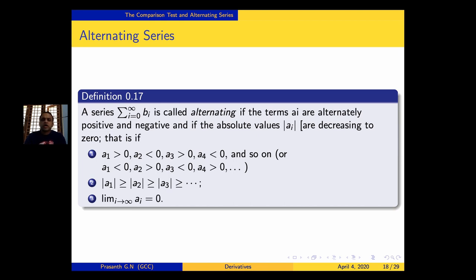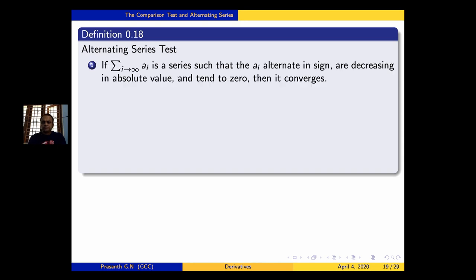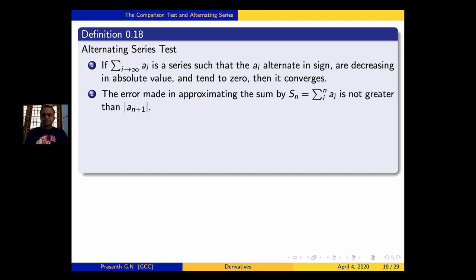So, for an alternating series we need the limit as i tends to infinity of a_i to equal 0. This is the alternating series test. If the sum of a_i is a series such that the a_i alternate in sign and are decreasing in absolute value, and the terms tend to 0, then it converges.